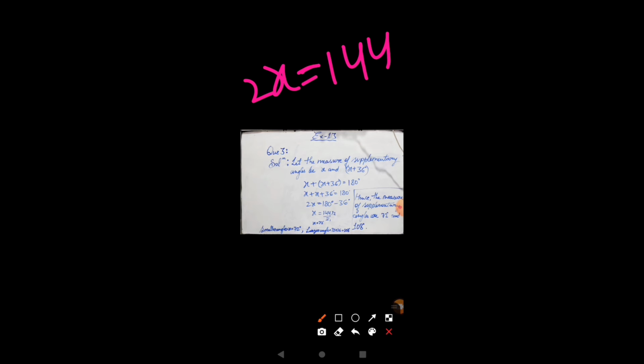In this way, when we transpose this 2 towards the right hand side, it is a multiplier here. When it goes towards the right hand side, it becomes a divisor, meaning it will divide the right hand side. So we will divide by the cutting method directly. 2 1 time, 2 7 times is 14, and 2 times 4. So the value of x we have got is 72 degrees.